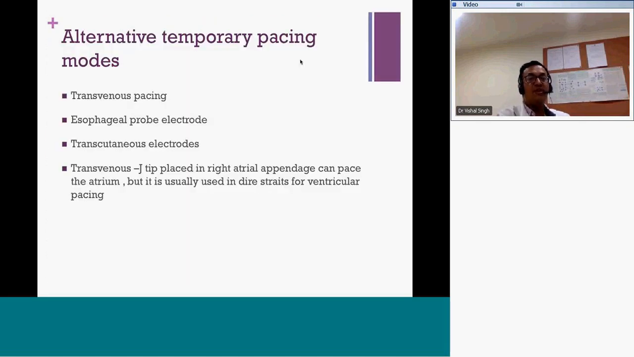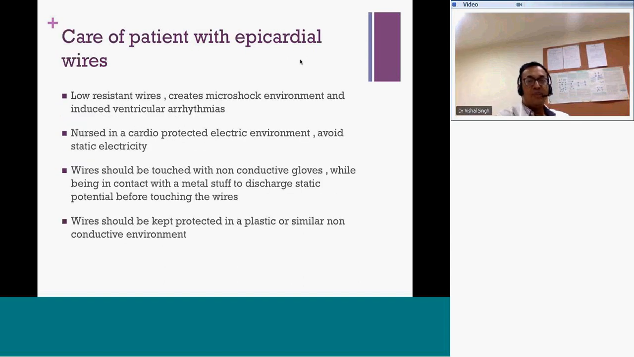Regular pacing modes: you have transvenous pacing and esophageal probe electrode pacing. The transvenous electrode pacing is for dire emergencies. It can be done especially if the patient's wires are not functioning, where the tip is placed in the right atrial appendage and balanced with a wire spread to the skin, so you are managing at least a unipolar sort of pacing, in diastole ventricular pacing. Okay, it's only for dire situations.